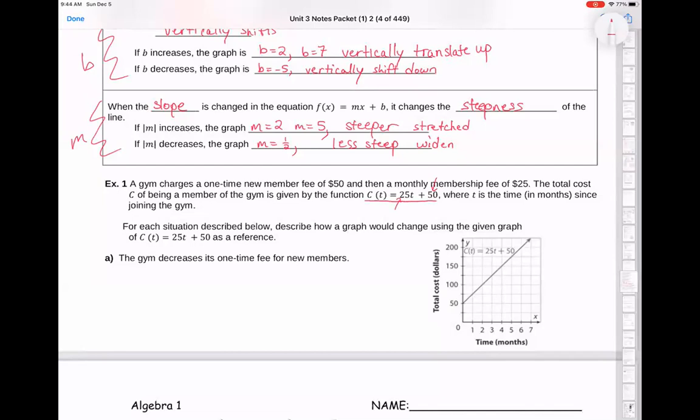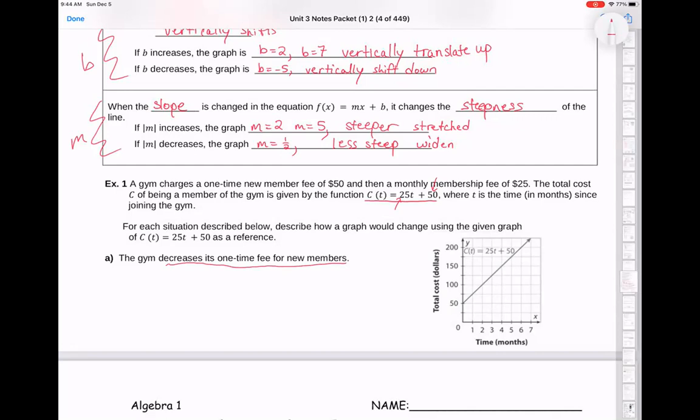Now, for the situation below, we're asked to describe how a graph would change using that given function as the reference. And question A is asking, what would happen if they decrease that one-time fee for new members? So by decrease, you could have a couple different things happen.